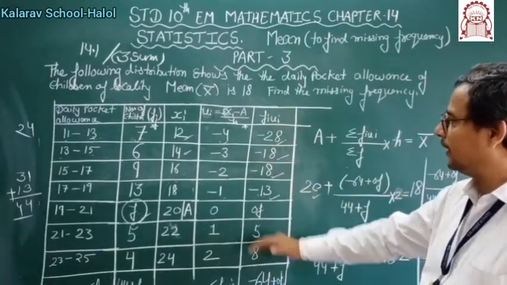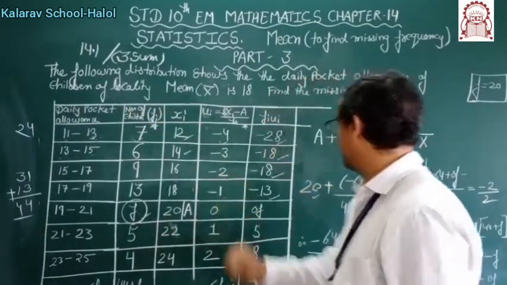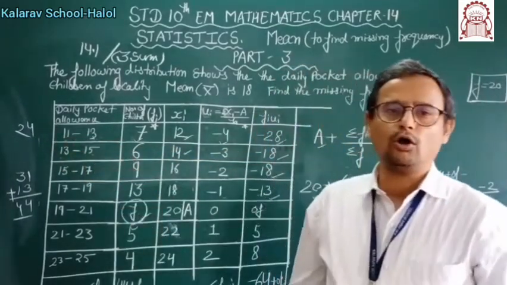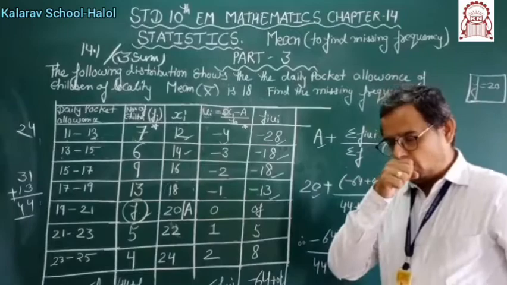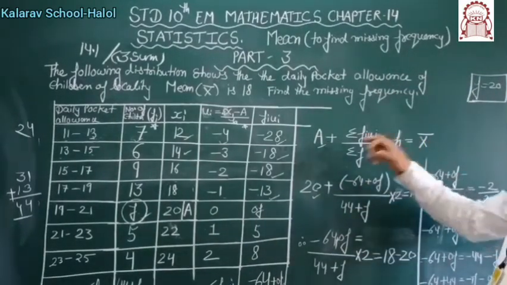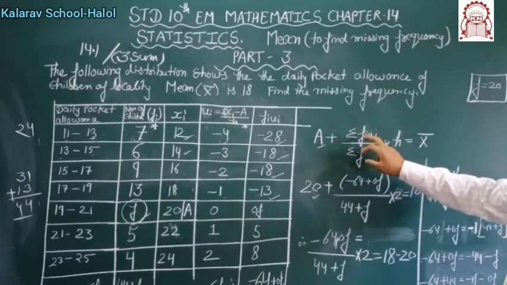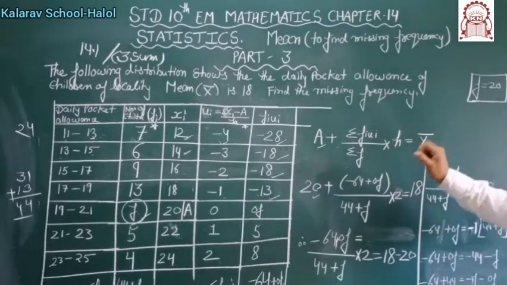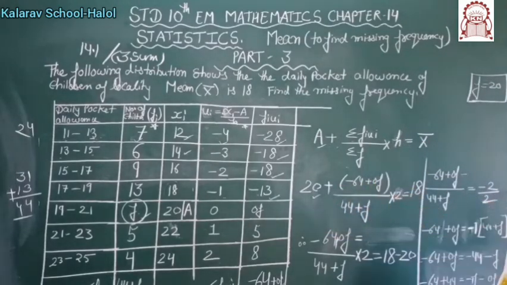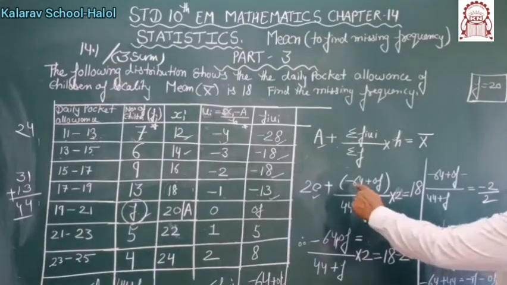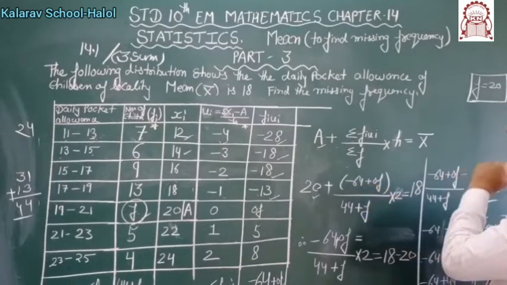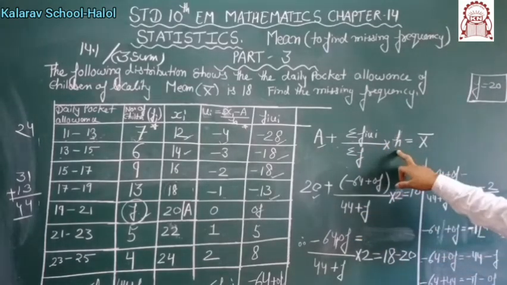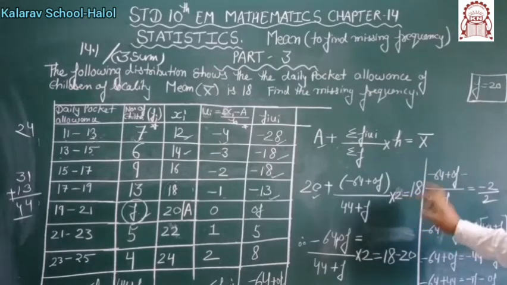आपको FiUi मिल गया, आपको Fi मिल गया, assumed mean आपको already मालूम है, h आपको मालूम है, just put all these values in the formula. So assumed mean plus sigma FiUi upon sigma Fi into h equal to x bar, means mean. So see here, 20 plus (minus 64 plus 0f) upon (44 plus f) into 2, because h is given there, into 2 equal to 18.